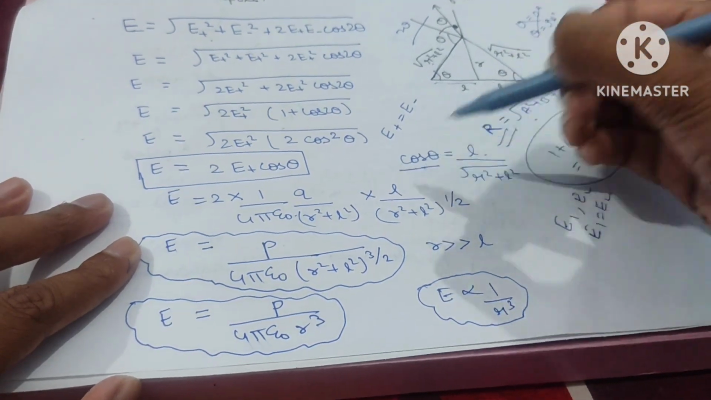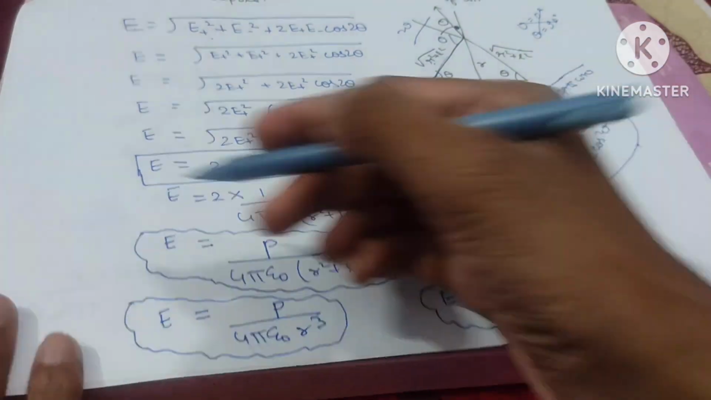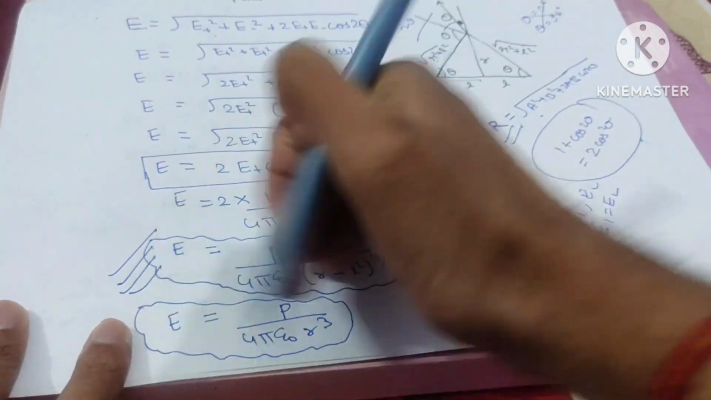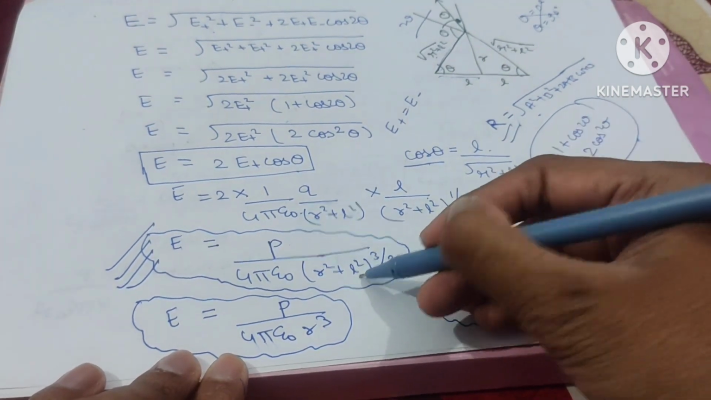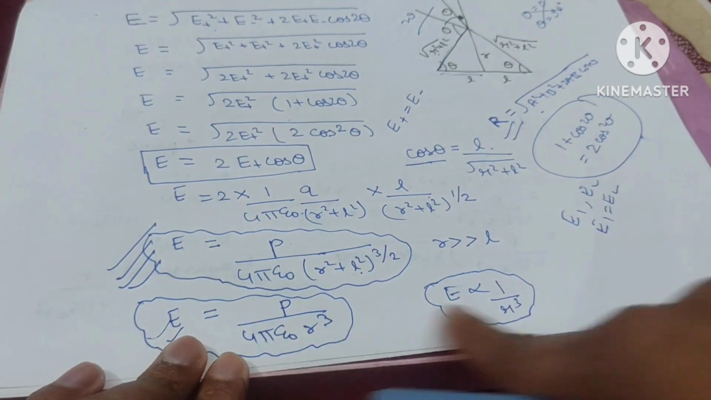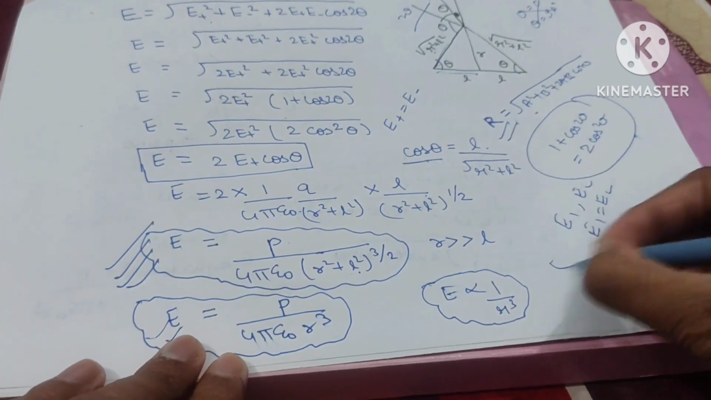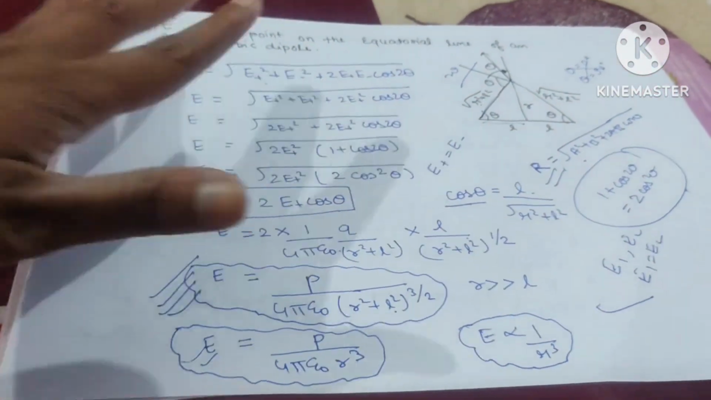So cos theta is this. We're putting the cos theta value here, and after this it is very simple math, so we got this. This is our term, and since R is greater than l, we have to neglect the small l, and it will become this. The formula is this, and it's proportional to this. So that's it. Look at all the formulas and equations, and see how it happened.